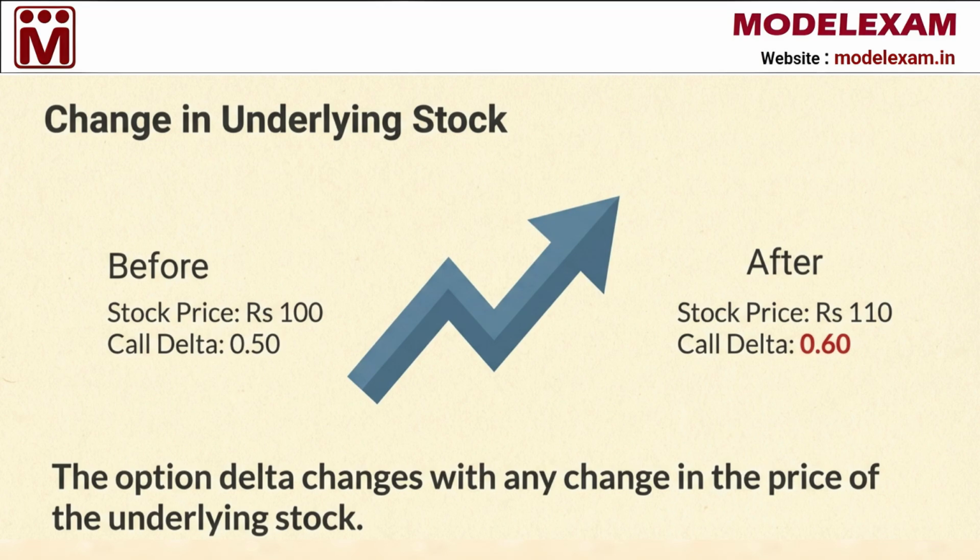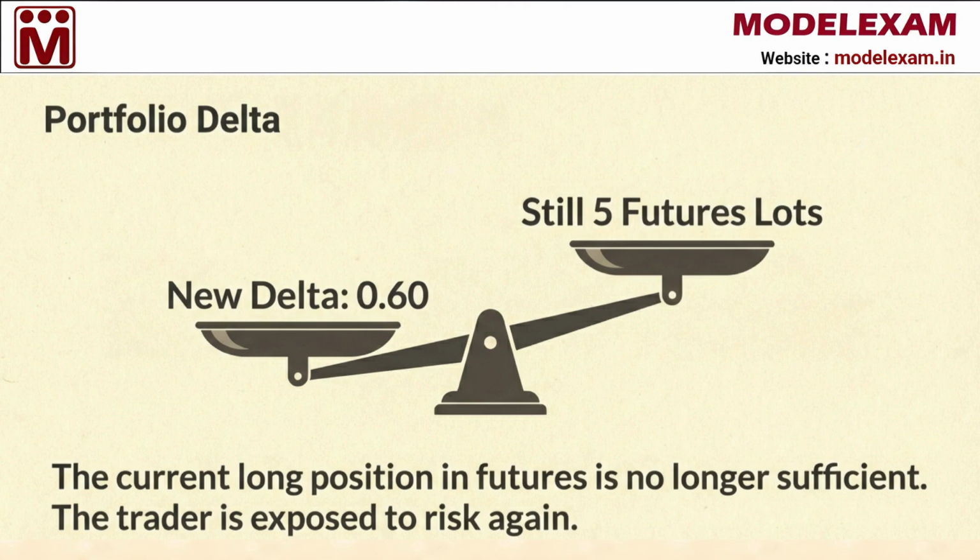For example, if the stock price was 100 rupees with a delta of 0.50 and then it rises to 110 rupees, the call delta might increase to 0.60. When the delta changes like this, your portfolio is no longer balanced. If the delta has risen to 0.60, your current long position of 5 futures lots is no longer enough to protect you. The weighing scale has tipped and you are once again exposed to risk because your hedge is not strong enough for the new price level.